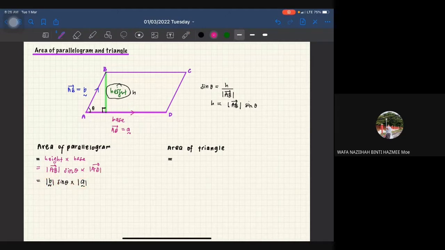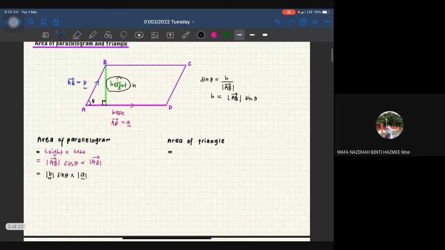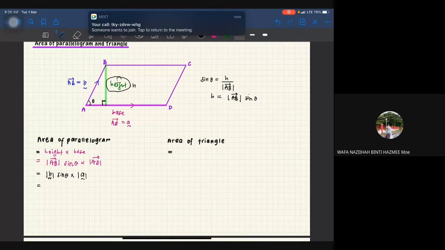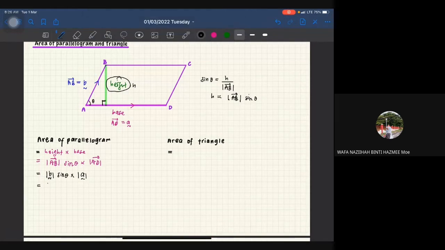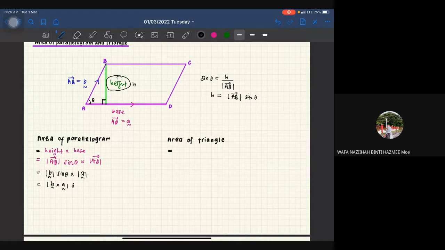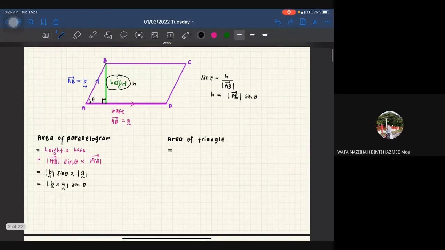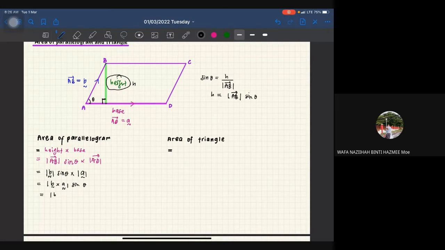Atasnya saya terlupa. Okay, so daripada sini kita akan dapat magnitude of B cross A sin theta, which is equal to just B cross A. Okay, settle.